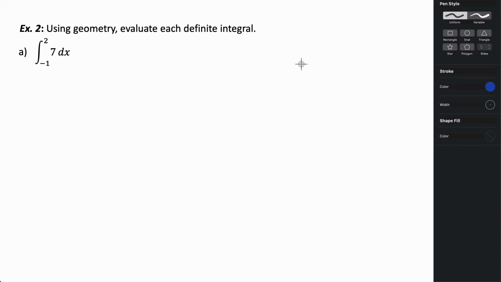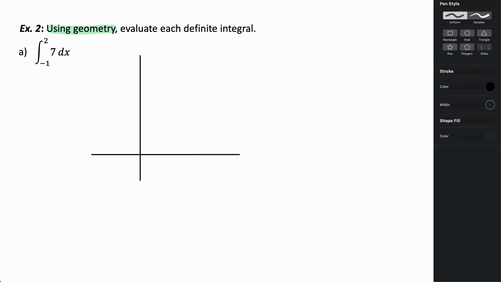So let's go ahead and try to evaluate some integrals and find the value of the area under the curve using geometry, because we don't quite have a method yet to actually calculate the area using the integral. So we're going to use geometry. The first thing we need to do is graph our function, so let's draw some axes here.